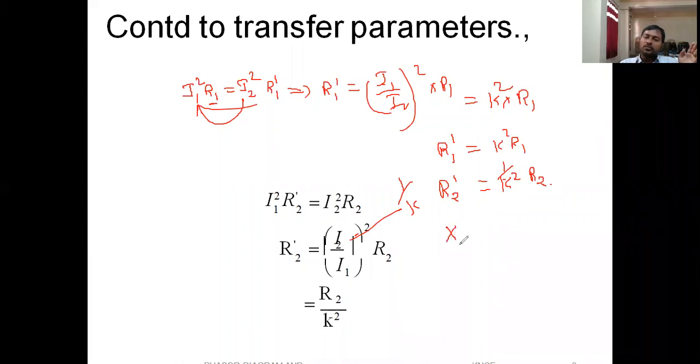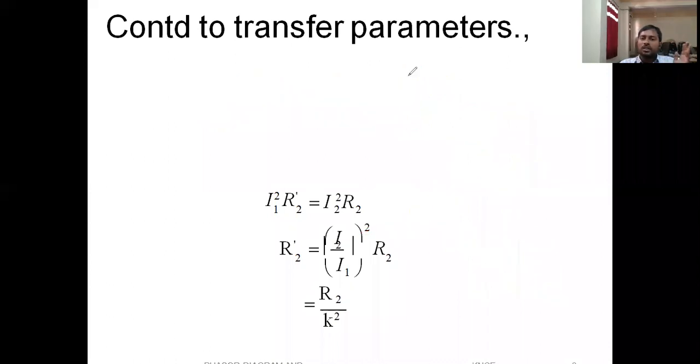Similarly, X1 dash is equal to K square into X1, and X2 dash is equal to 1 by K square into X2. So these are all common. You need to remember this concept.